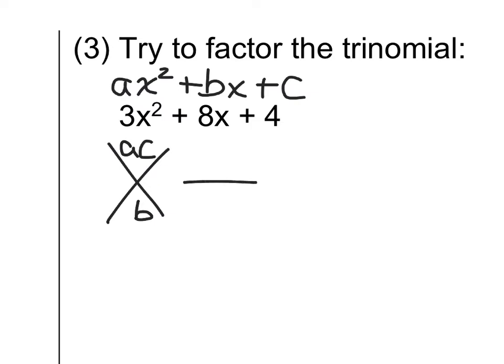All right, so you take the A and the C values and multiply them. So the A value is the 3, the C value is the 4, so we're going to get a 12 on top. The B value is 8.